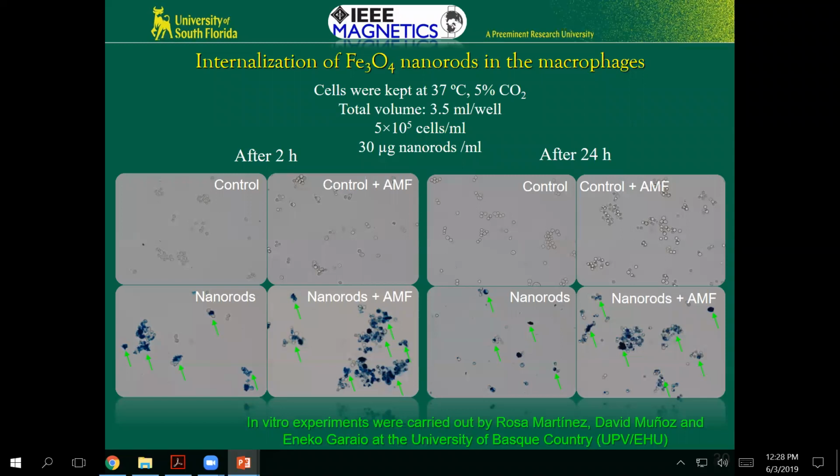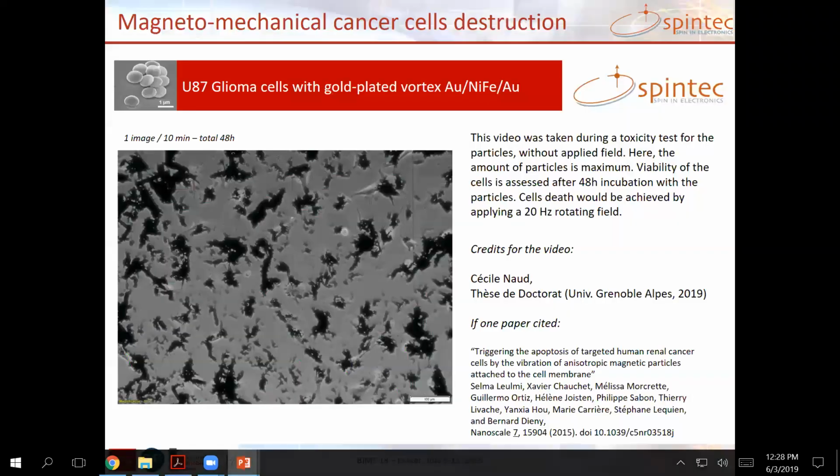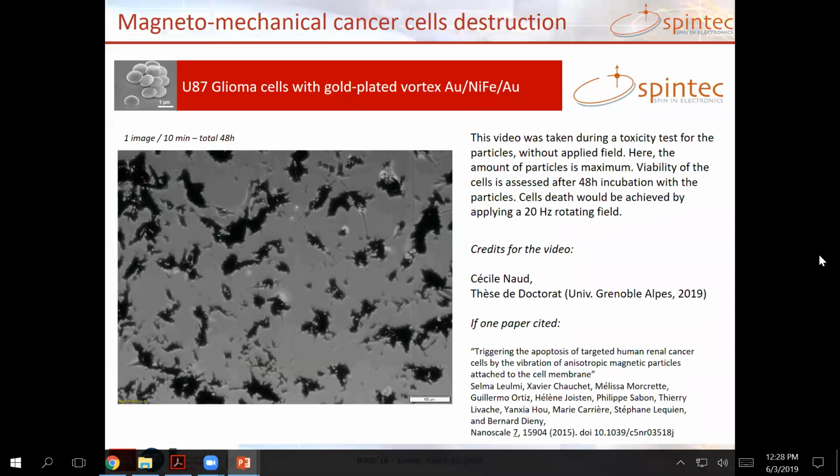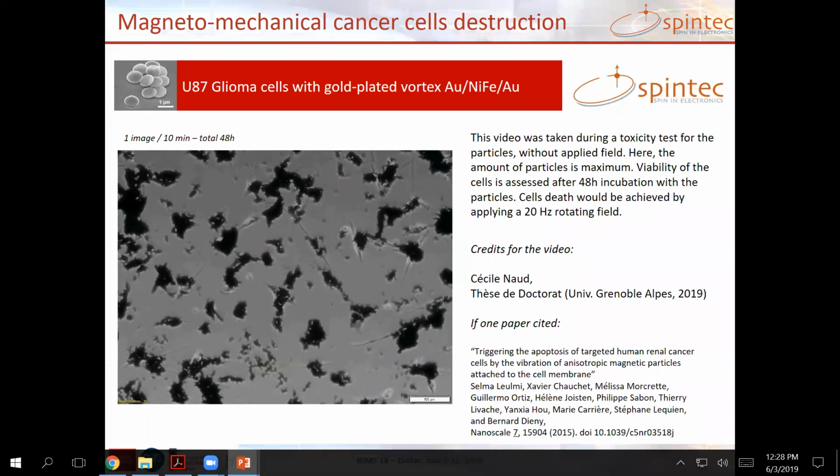In fact, I was giving this talk at Spintec in Grenoble, and one of the students from the group gave me this picture, and I thank them for that. This is just to demonstrate how the particles are taken up. This is a fast frame video taken over 48 hours of the process of cells. In this case, it's glioma cells, and those are the particles, and you can see how this is compressed, 48 hours compressed into a short video here.